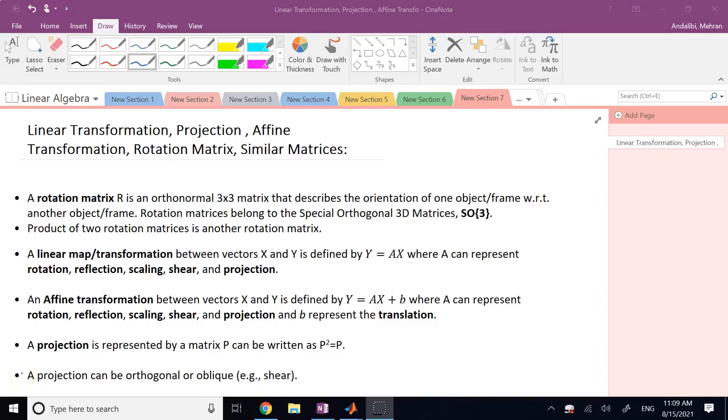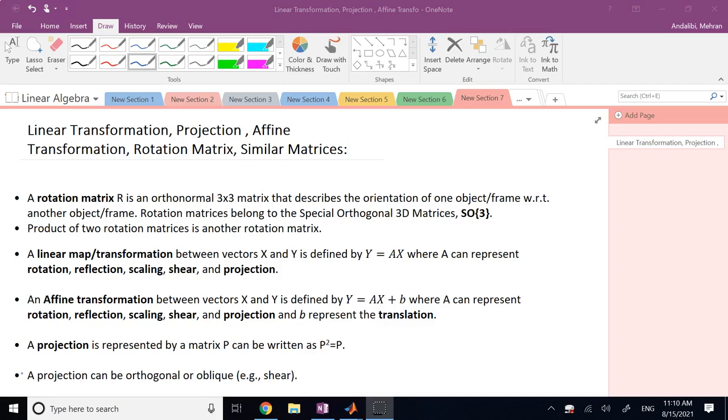Hello everyone. In this video we are going to talk about different types of transformations: linear transformations, projection, affine transformation, rotation matrix, and similarity transform or similar matrices. So we first start with the rotation matrix.